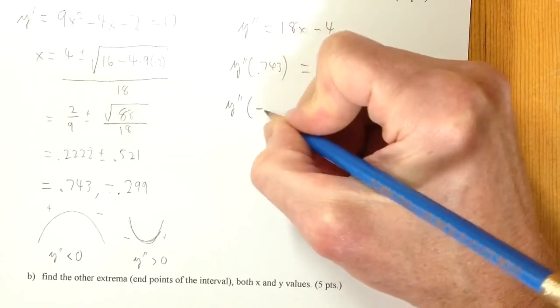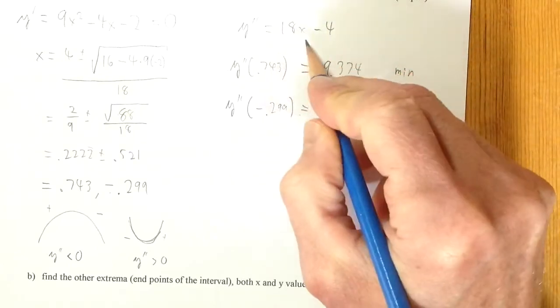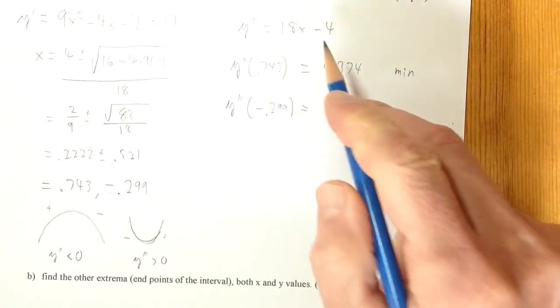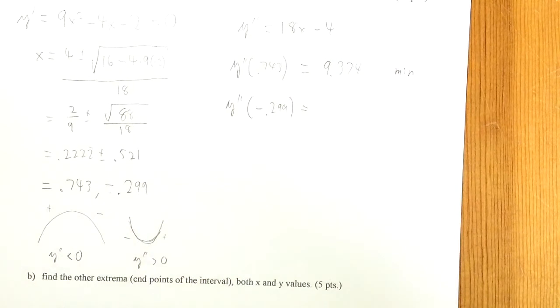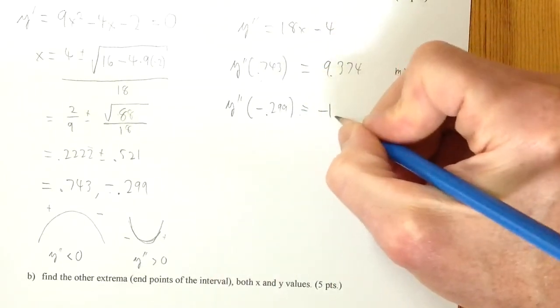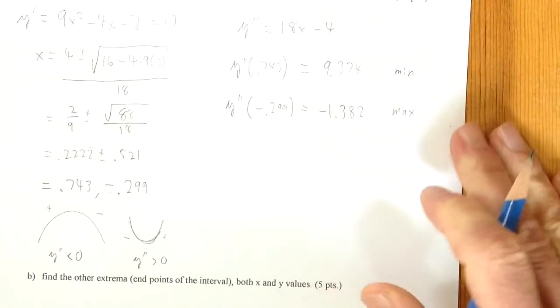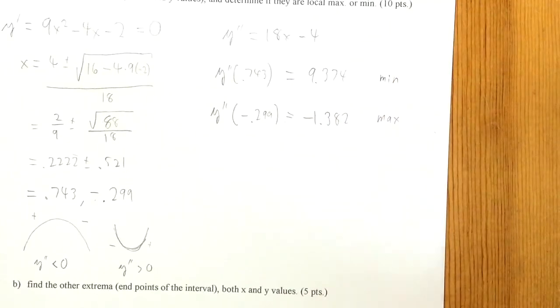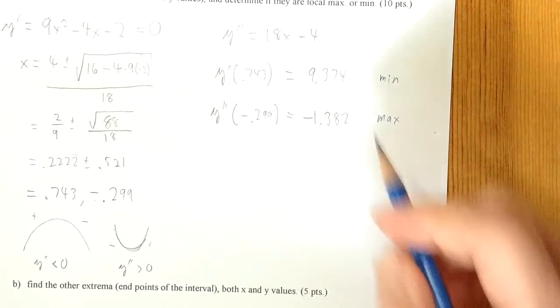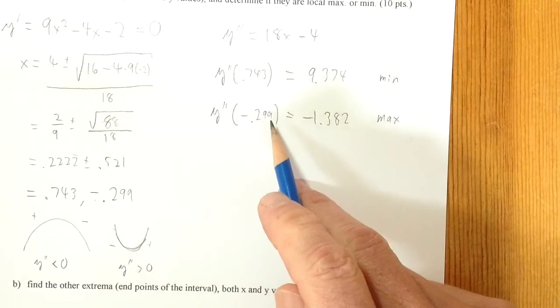So we plug in negative 0.299. 18 times negative 0.299 is negative 5.382, plus 4. I get negative 1.382, so sure enough it is a maximum. It's just a really good check to do anyway, to make sure that it all makes sense and we didn't do some math wrong. If we get both positive, we did something wrong. If one's a max, one's got to be a min.